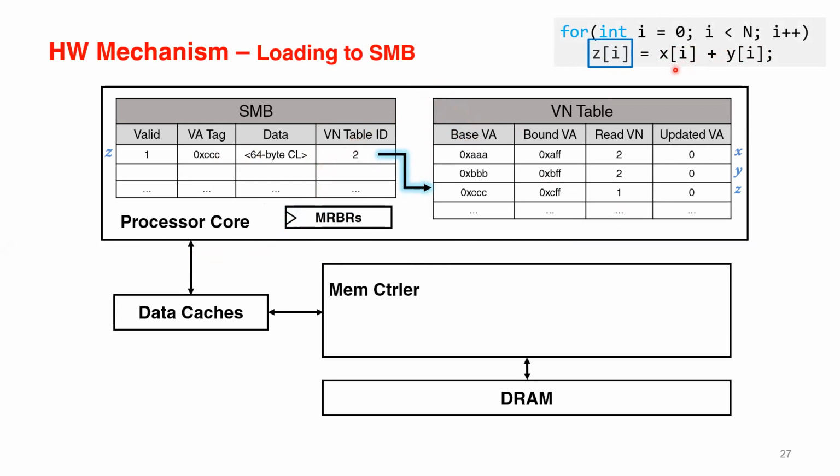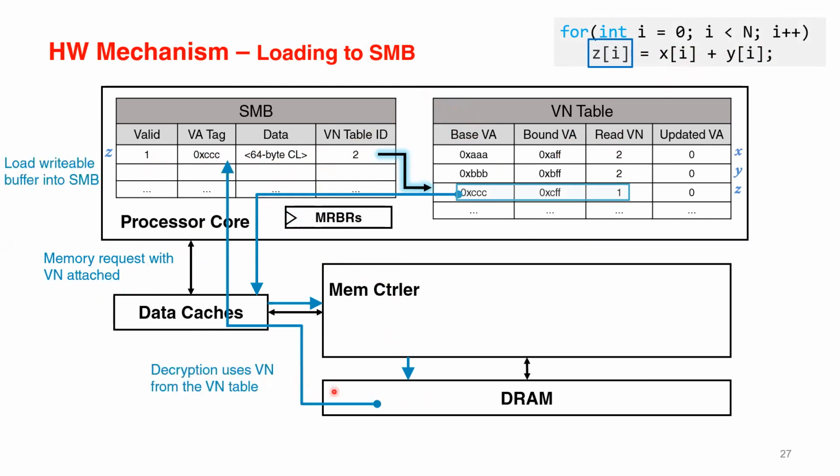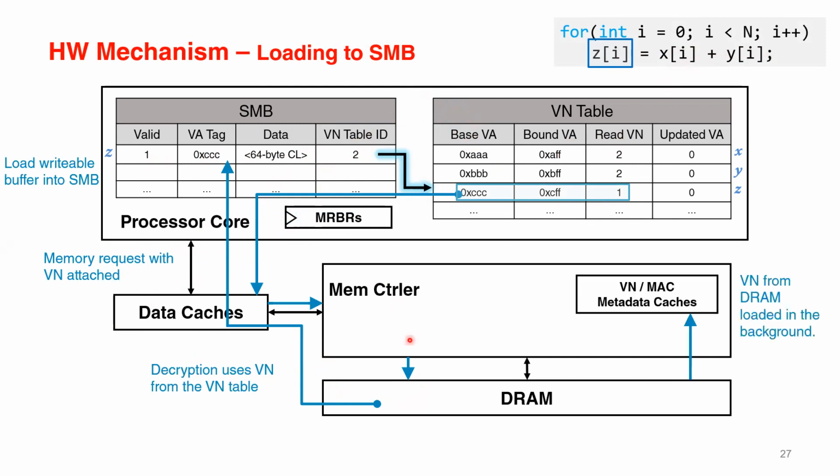So let's see how a load to the SMB works. It's actually quite similar to that of X. The load for Z would fetch its VN from the VN table. It will attach it to the memory request and send it to the hierarchy. The response will use the VN in the memory request to do the decryption. However, because Z is being modified, its VN also needs to be updated. So in the background, we will fetch the VN from DRAM so that it can be updated later.